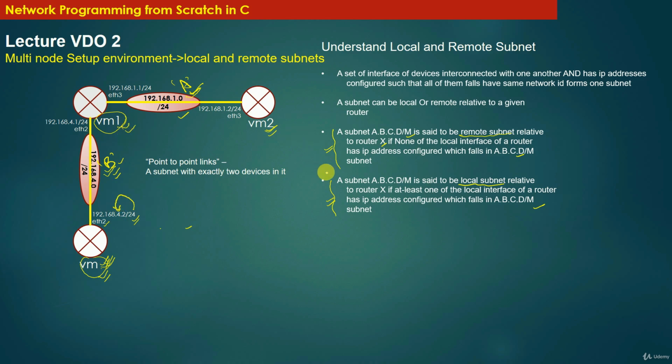Why? Just apply the definition and you will get your answer. Both subnets A and B are local subnets to router VM1. So it is very important that you understand how to identify a given subnet as a local subnet or remote subnet with respect to a given router or given machine. This will lay the foundation of your understanding of your L2 and L3 concepts.